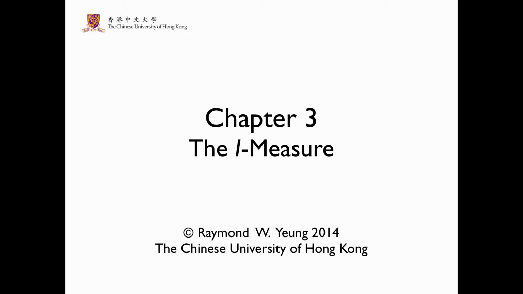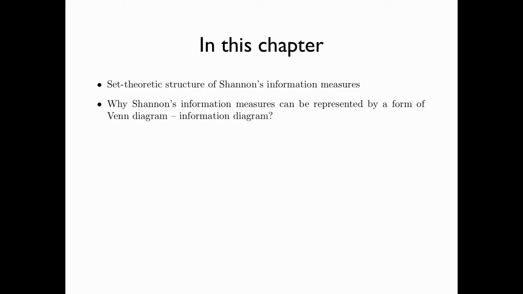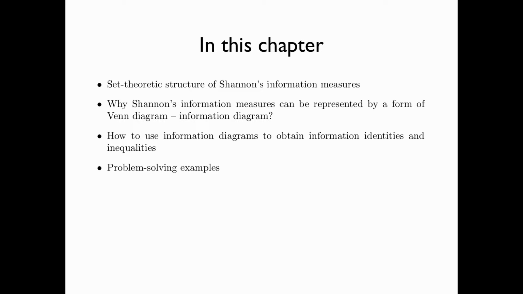Chapter 3, the I-measure. In this chapter, we are going to study the set theoretic structure of Shannon's information measures. In particular, we will answer the question why Shannon's information measures can be represented by a form of Venn diagram called the information diagram. We are going to learn how to use information diagrams to obtain information identities and inequalities. And we are going to discuss some problem-solving examples.